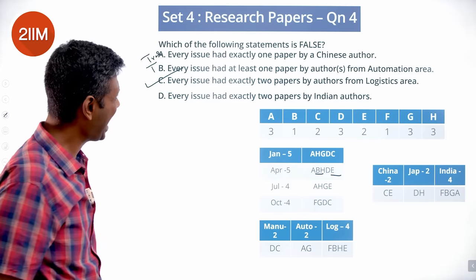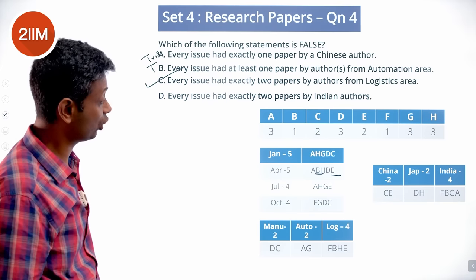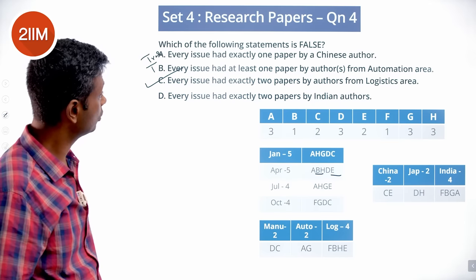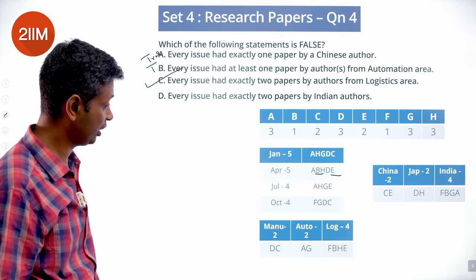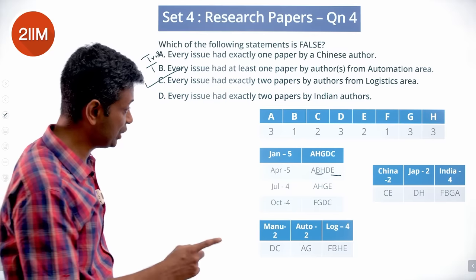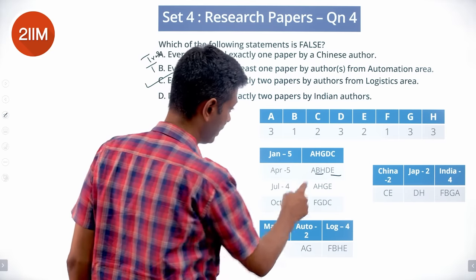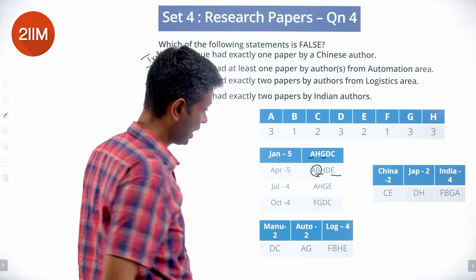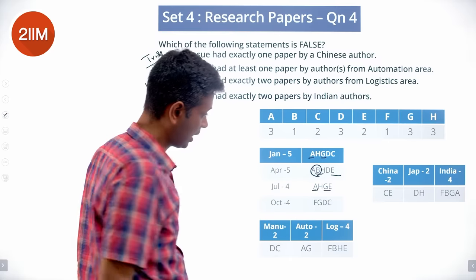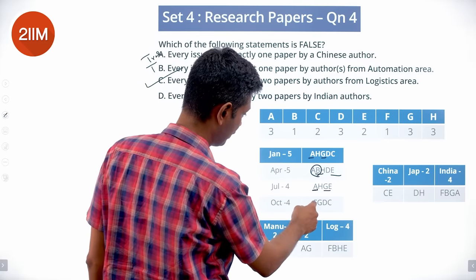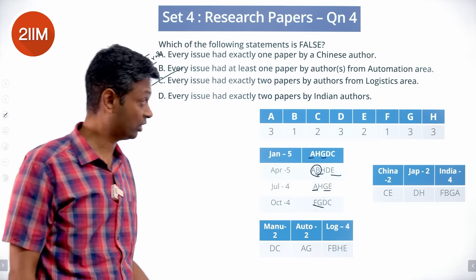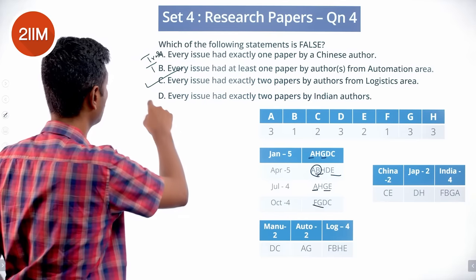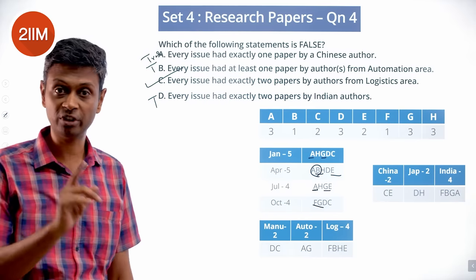That's the right answer. Every issue had exactly two papers by Indian authors. Indian authors are F, B, G, A. B and A, then G and A, then F and G. Yeah, that is true. I was surprised that this is true. It seemed like a complicated thing for exactly two authors, but this is also true. The only statement that is false is statement C.